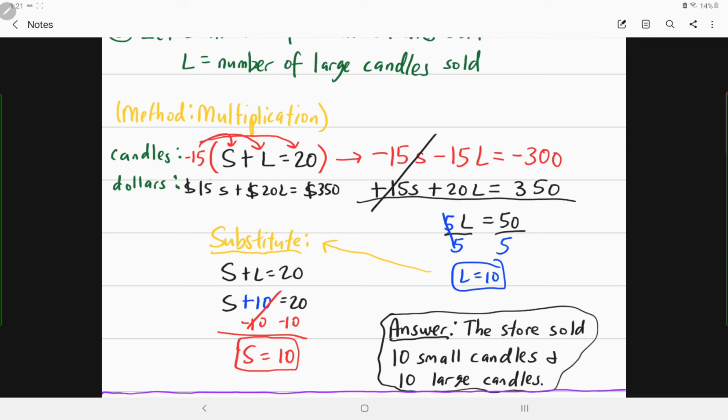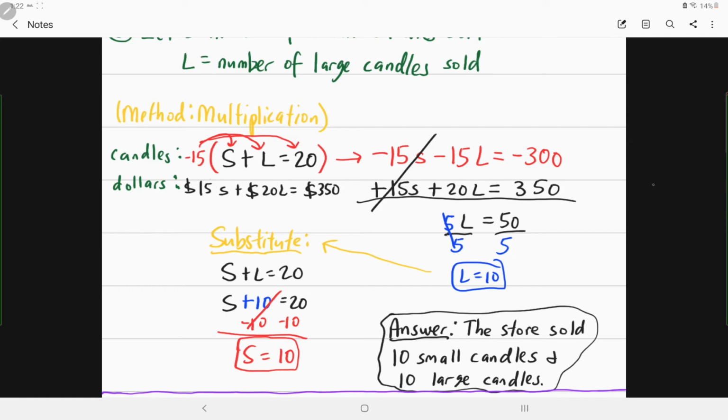On the bottom, it has dollars. So it said small candles are sold for $15 and large candles are sold for $20. It also says altogether, Yankee Candle received $350. So if you notice, I did put a dollar sign for all of those amounts here, just to remind you, those are dollars, those all go together. So $15 there. So 15S plus, here's $20, 20L equals 350, it's $350.